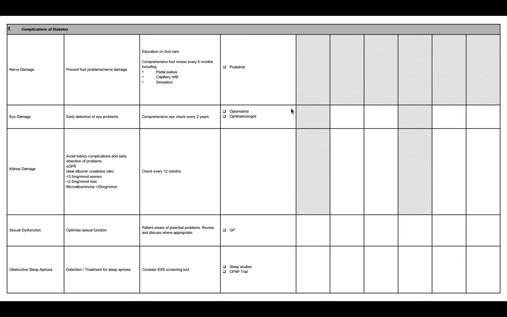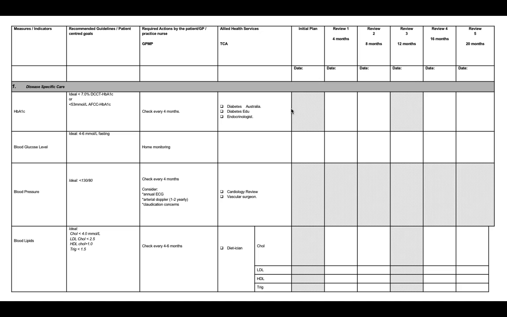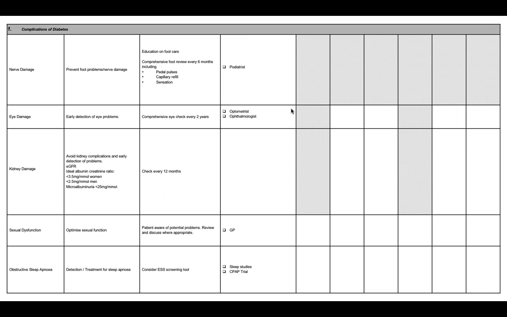And then we've got nerves. So the first page, my apologies. So HbA1c, blood glucose level, blood pressure, cholesterol. So pretty stock standard stuff at this point in time. The nerve damage. Now the column here with the podiatrist, optometrist, ophthalmologist, they can be used as the team care arrangement. So you can tick your little box and say for the nerve damage, yes, referred to podiatrist for comprehensive diabetic foot check.